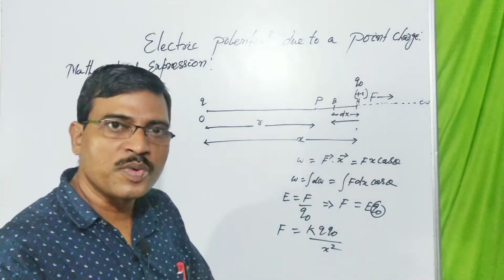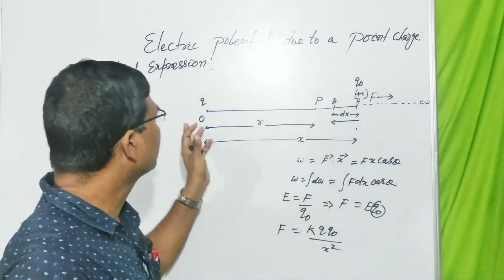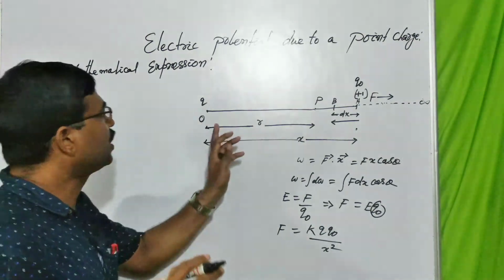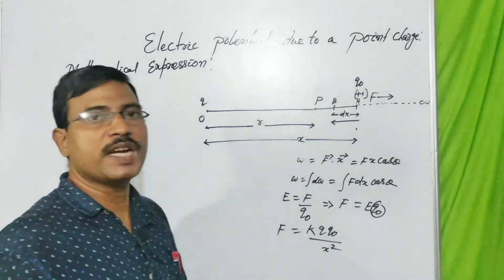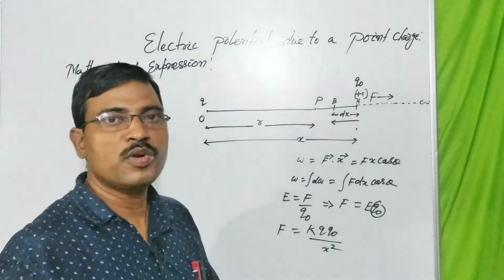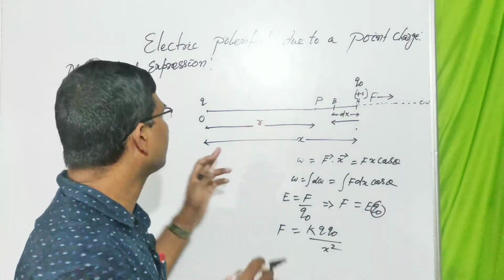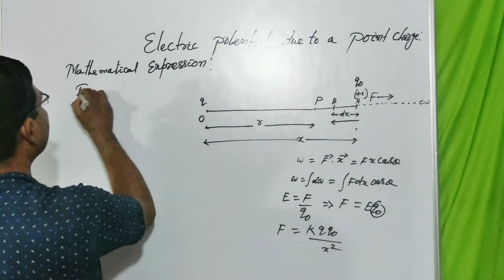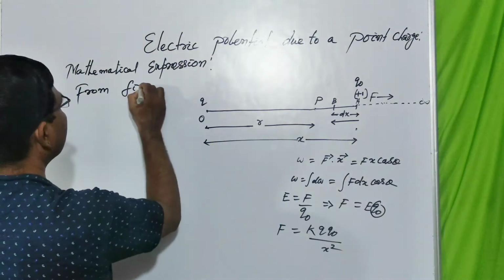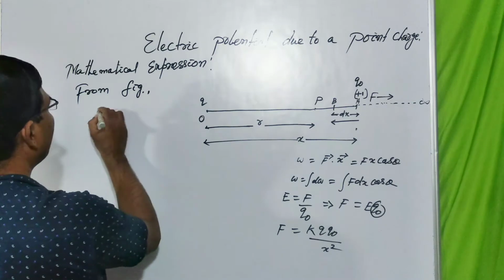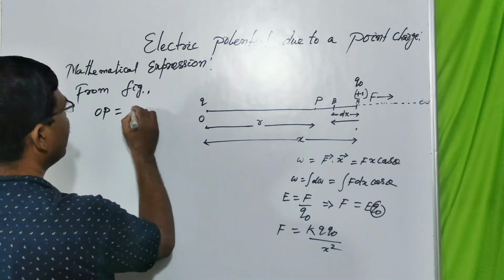For the examination point of view, at least you will write this one. What I have already told, but those are very poor students and you have no interest to write anything. Try to write minimum things from the figure. What you are observing? OP is equal to R.